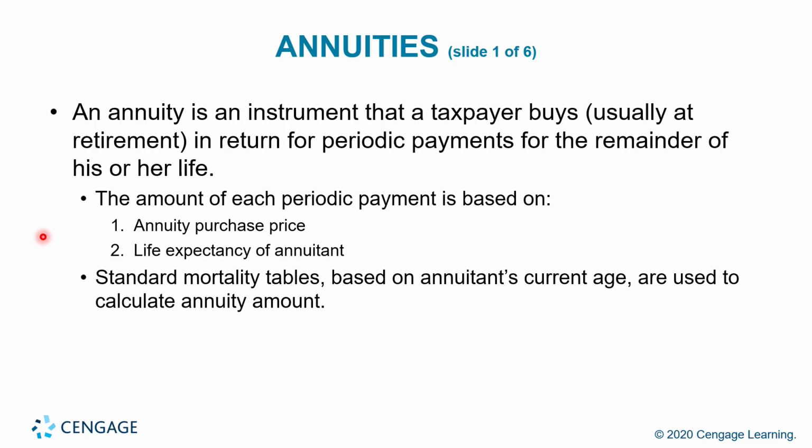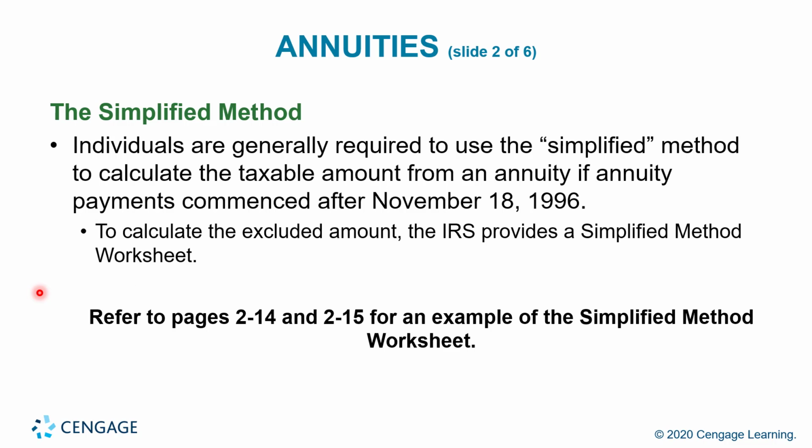So annuities. An annuity is an instrument that a taxpayer buys, usually at retirement, in return for periodic payments for the remainder of his or her life. The amount of each periodic payment is based on the annuity purchase price and the life expectancy. Standard mortality tables based on the annuitant's current age are used to calculate the annuity amount. And so the simplified method: individuals are generally required to use the simplified method to calculate the taxable amount for an annuity if annuity payments commenced after November 18, 1996. To calculate the excluded amount, the IRS provides a simplified method worksheet. So refer to pages 214 and 215 for an example of the simplified method worksheet.